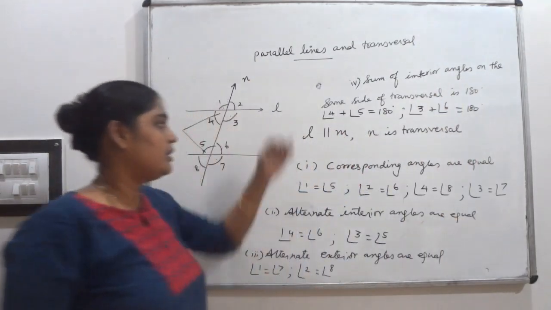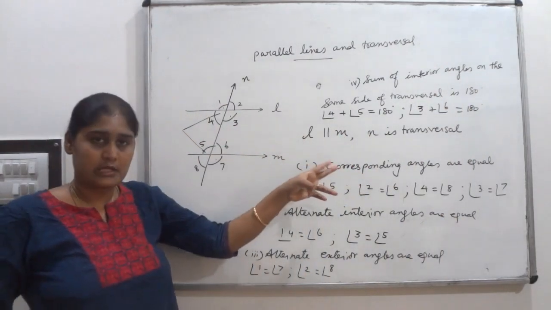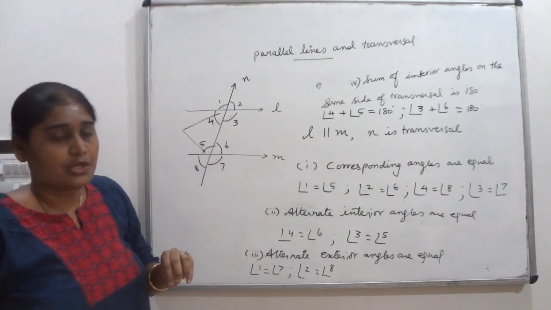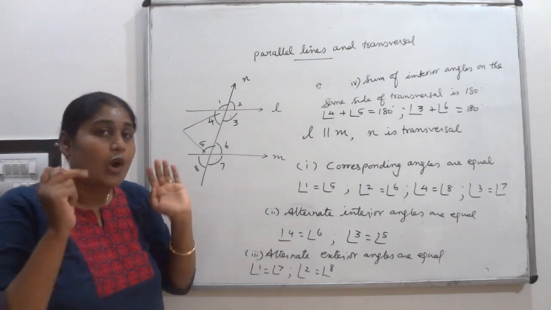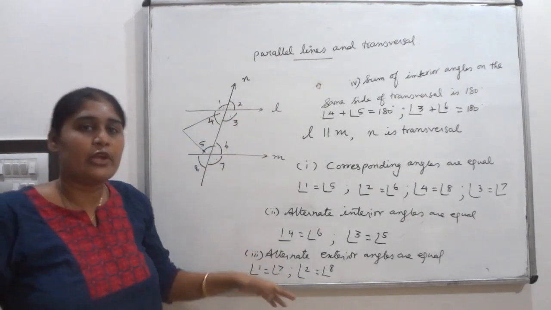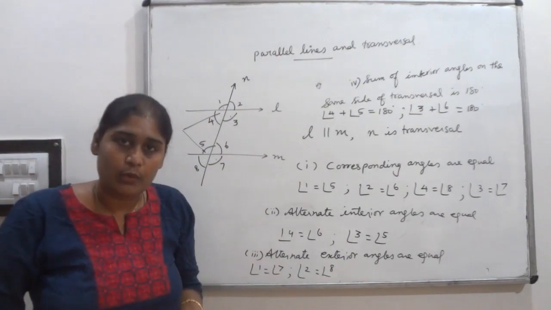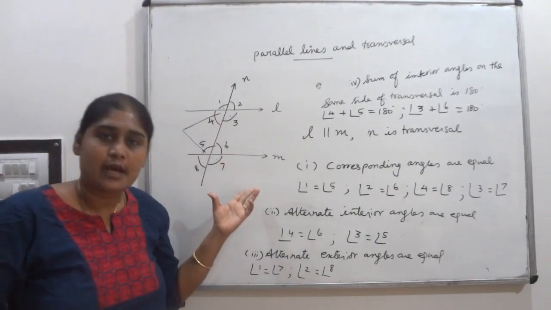Why have I written these 4 points for parallel lines? If in the question they ask you to prove that these two lines are parallel, so what do I have to prove? In these 4 points, any one condition you can prove, then I can tell these two lines are parallel.